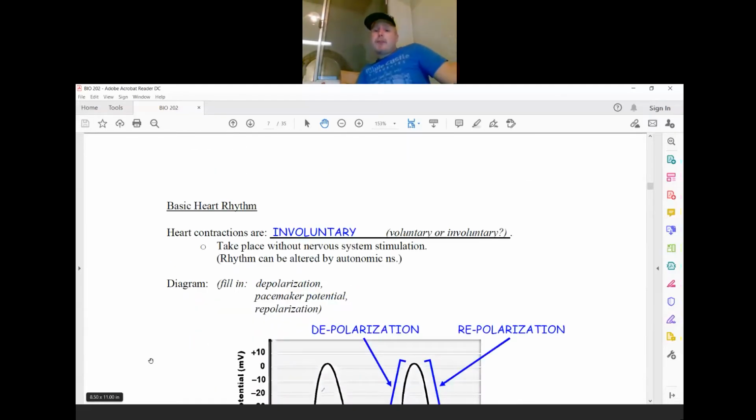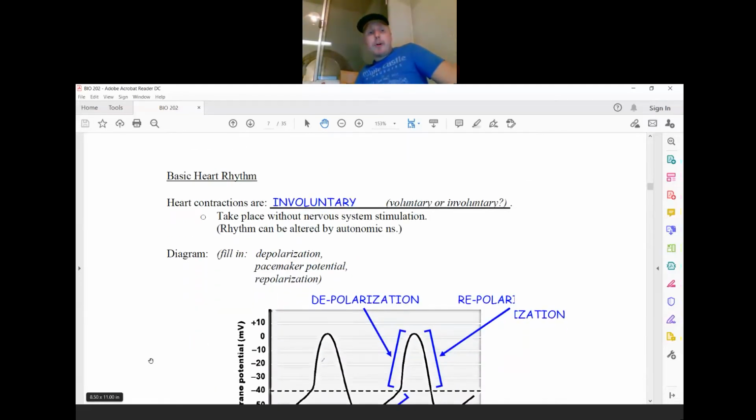When we look at the physiology of the heart, we'll notice that heart contractions, cardiac contractions, are of course involuntary. You don't have to think that now my heart contracts, or during your sleep, wake up for every heartbeat. That would not work. So these take place without our conscious control, but you can alter the heart rhythm with autonomic nervous system to a certain extent.